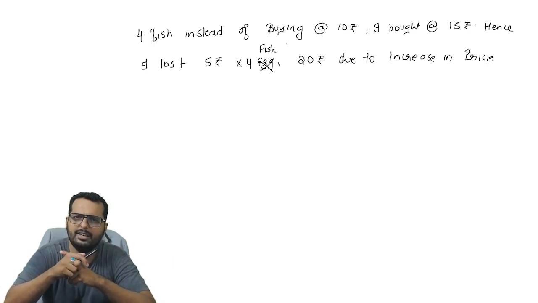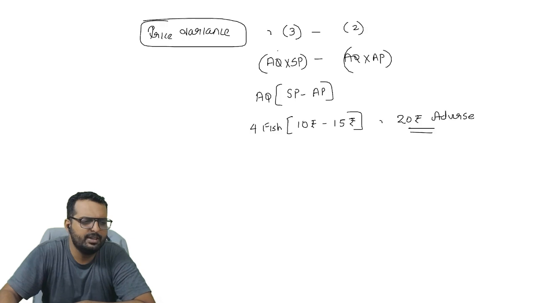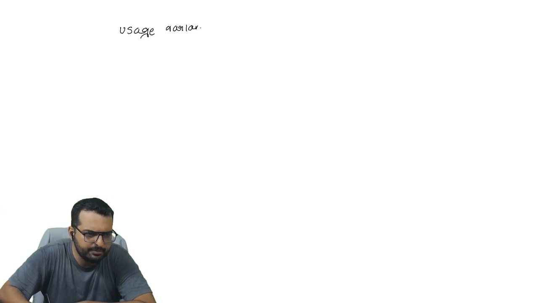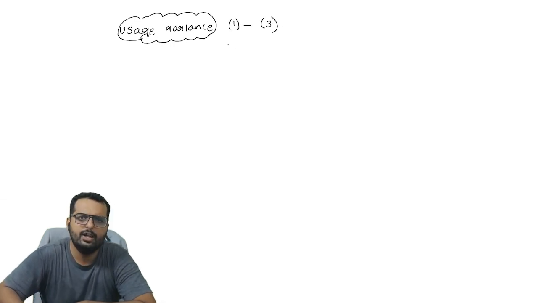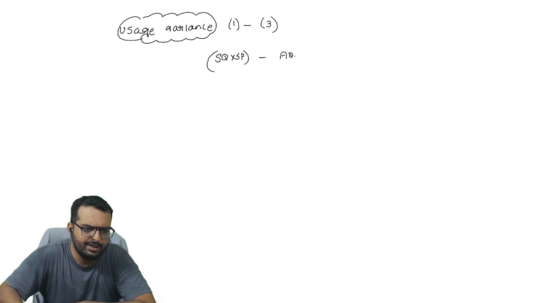I believe you're done writing this. Can I go to the next part now? Okay. So once you're done with price variance, the next variance that comes into the picture is usage variance. All right. What is the formula for usage variance? 1 minus 3. So 1 is what? SQ into SP. 3 is what? AQ into SP. So tell me now, friends, what is the common factor over here?